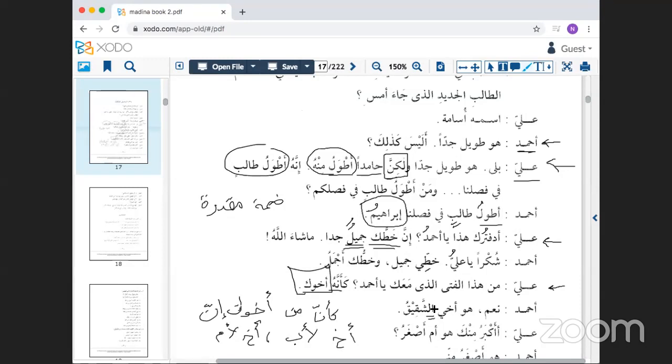Please give Zakaria the mic. I think he's got his hand up for that reason, unless it was there before. No, you have the mic already, Zakaria.